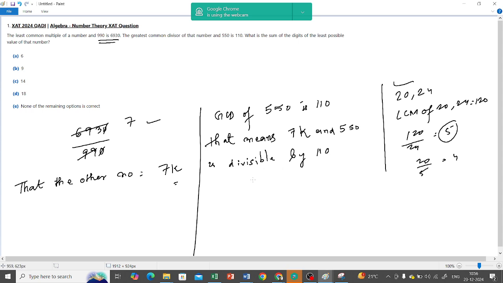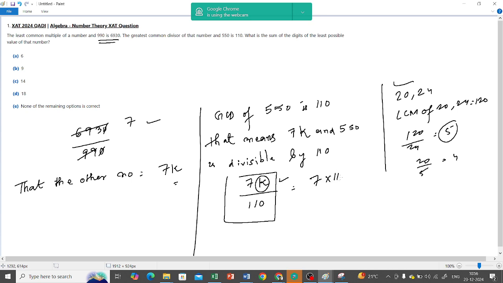So if that is the case, then look: 7k is divisible by 110, because it is given that the GCD of that number and 550 is 110. So 110 divides 550 and 7k. Now it is asked: what is the sum of the digits of the least possible value of the number? So tell me, what can be the least value of k such that this is divisible by 110?